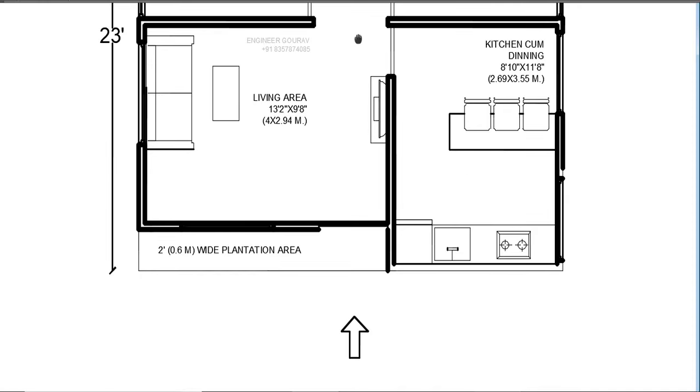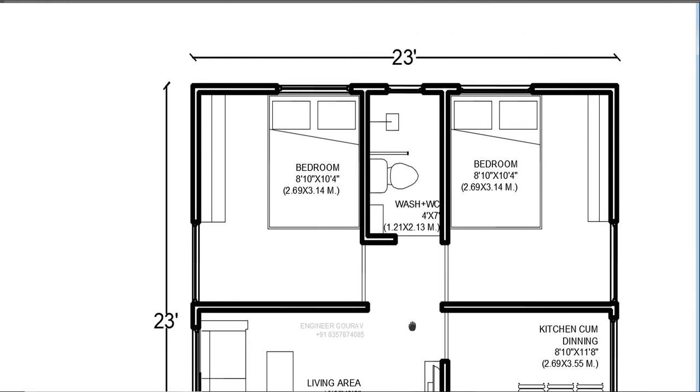If we go inside, on the left side we have bedroom number 1. Here you can see the bed arrangement, wardrobe arrangement, and two large size windows for ventilation and light purpose.